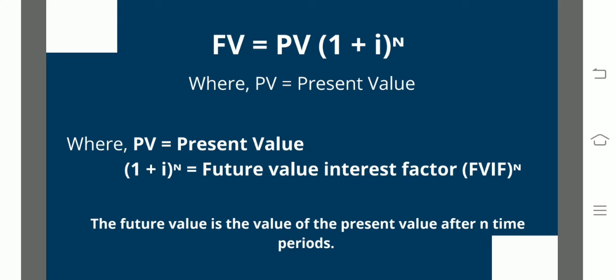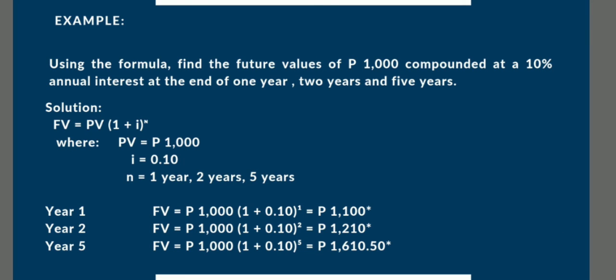FV equals PV(1 + i)^n, where PV is equal to present value. (1 + i)^n is the future value interest factor, or FVIF(n). The future value is the value of the present value after n time periods. Example: using the formula, find the future values of 1,000 pesos compounded at a 10% annual interest at the end of 1 year, 2 years, and 5 years.